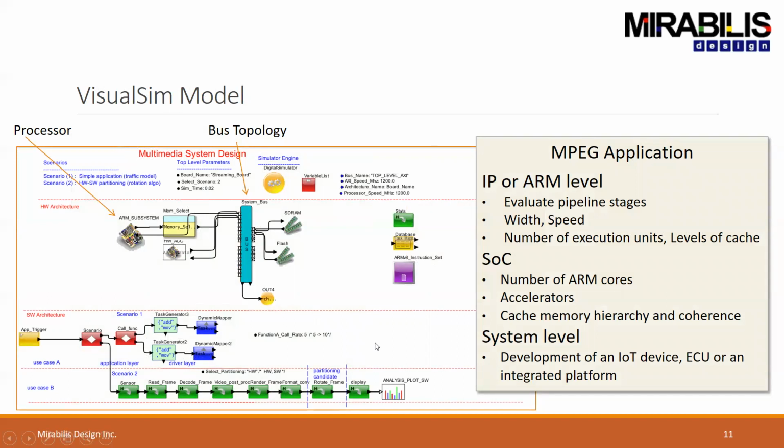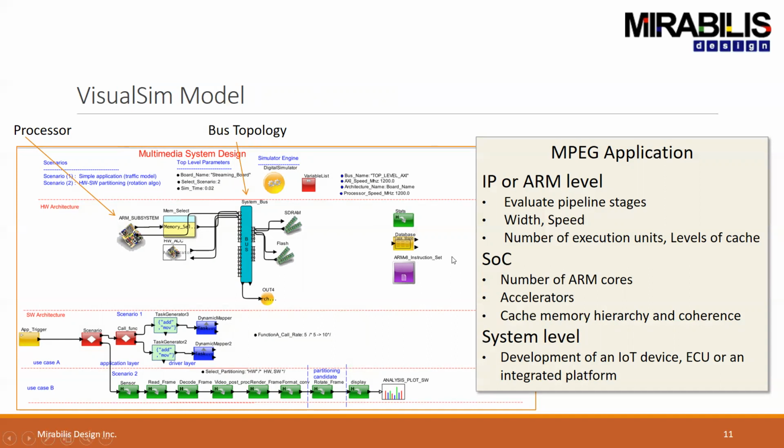While defining the system as an architect, we have different evaluation possibilities. If the architect is looking to do analysis at the IP level, then they can evaluate the pipeline stages within the ARM system: the width and speed of the processor, the speed of the caches, the width of the cache system, the data path width, the number of execution units, and the number of cache levels. It is also possible to add L1, L2, and L3 levels if needed.